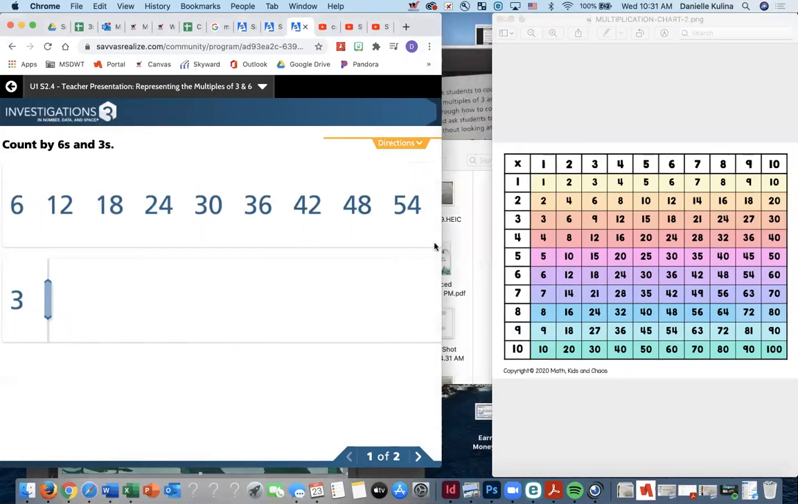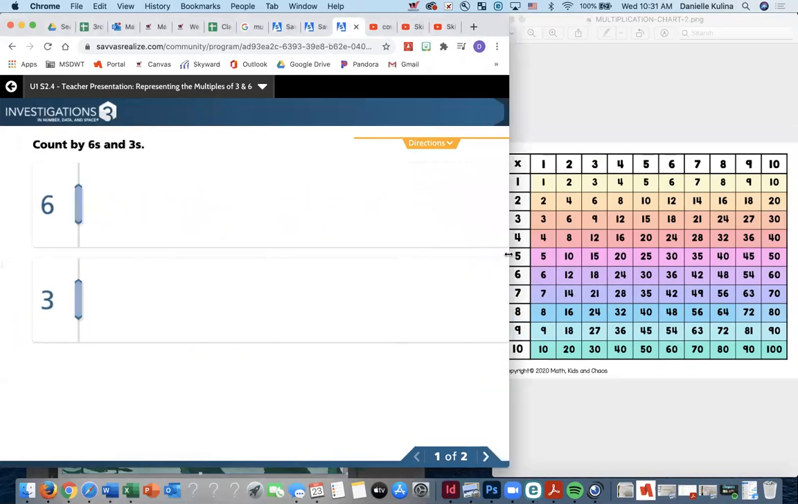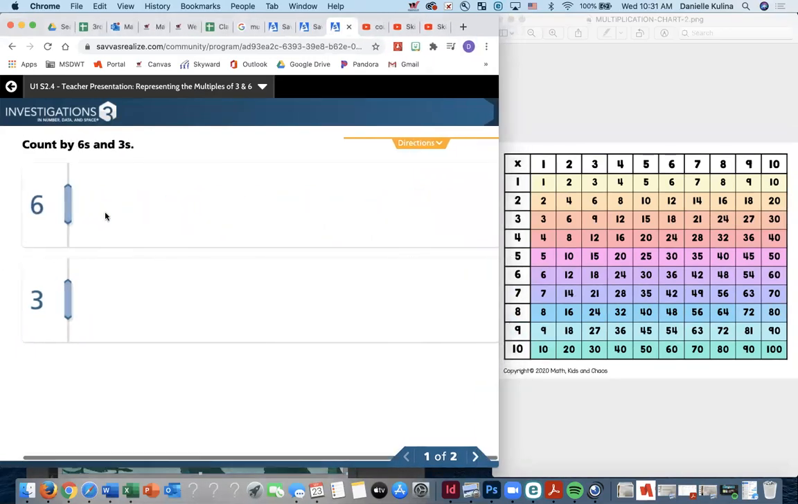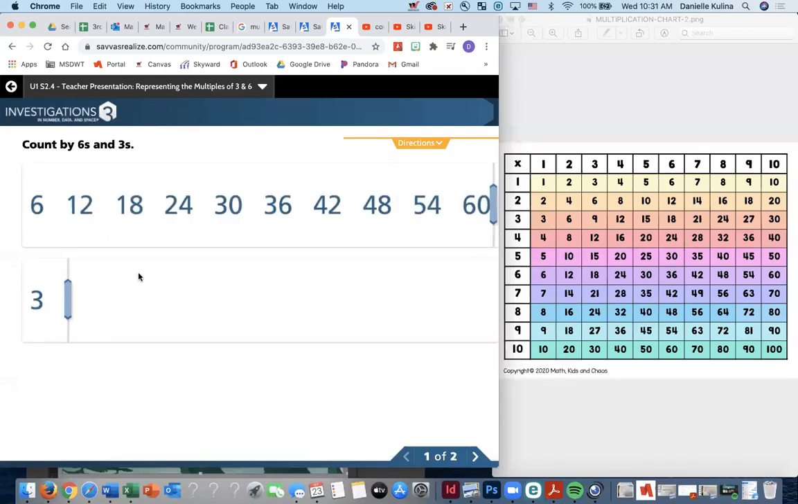All right, locate your 3s. We're going to do the 3s together real quick. You could do either this or you can do down here. 3, 6, 9, 12, 15, 18, 21, 24, 27, 30.